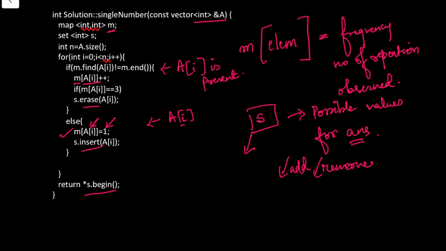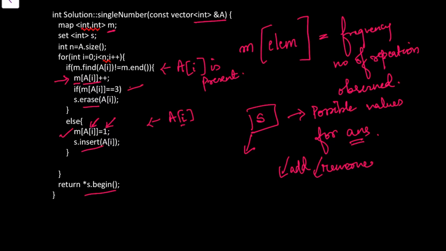Now, the other case, when we see that A[i] is already there in the map, that means either we are seeing it for the second time or for the third time. So we update it, m[A[i]]++. If it is the second time, m[A[i]] becomes 2. If it is the third time, it becomes 3, based on the frequency, that is the number of repetitions observed till now.